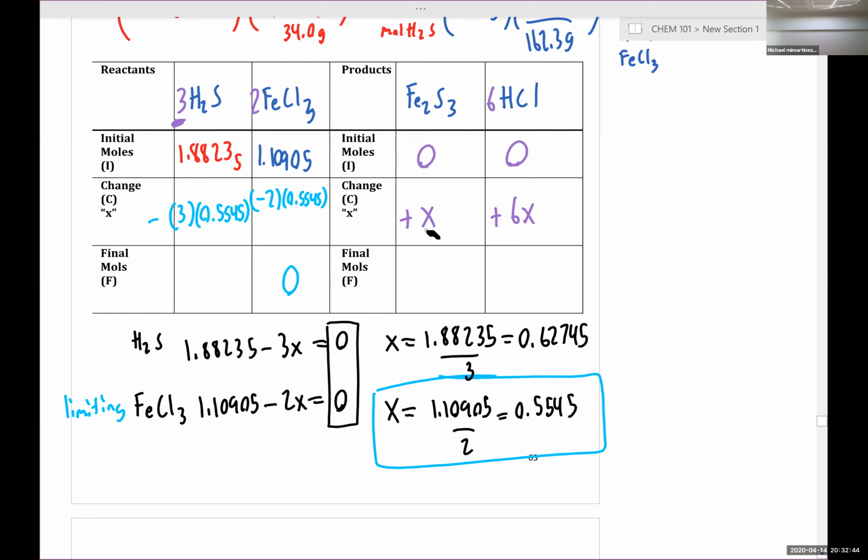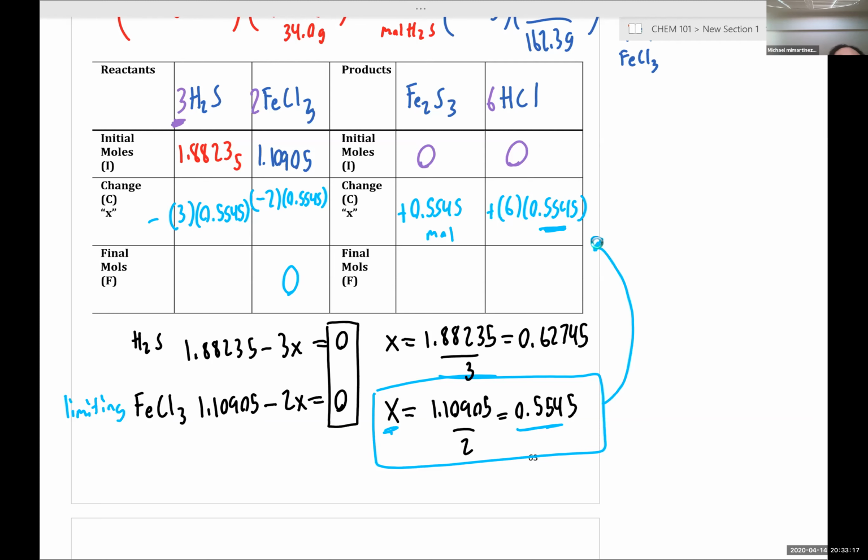limiting. For our iron 3 sulfide, we're going to have plus 0.5545 moles. And for hydrochloric acid, we're going to have plus 6 times 0.5545. We've essentially plugged in the value of x for our limiting reactant into each of our change expressions. Does that make sense so far? Any questions so far? So now all we have to do is punch this into our calculator.